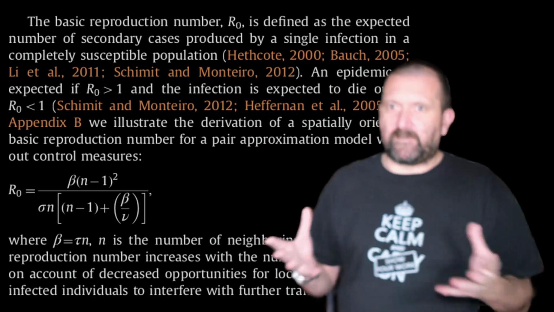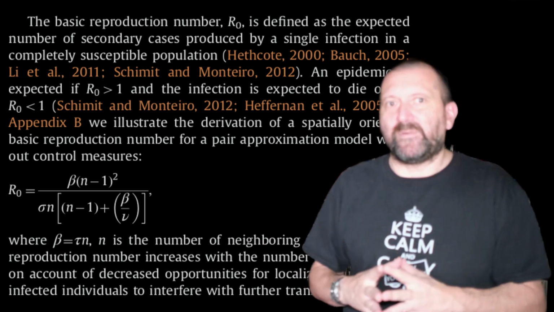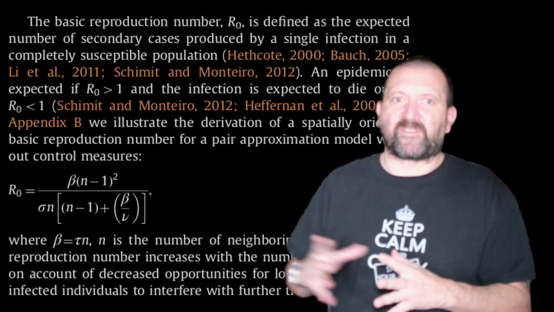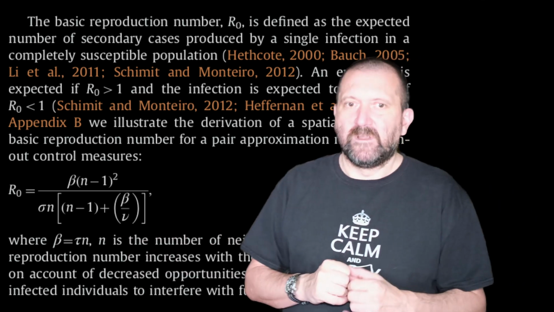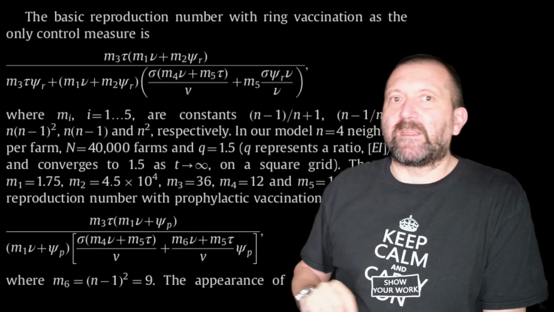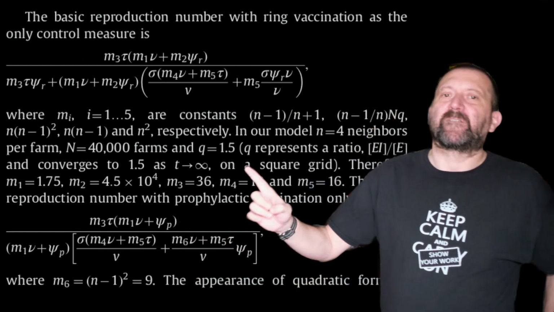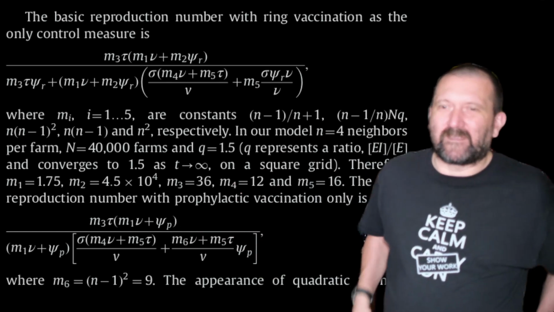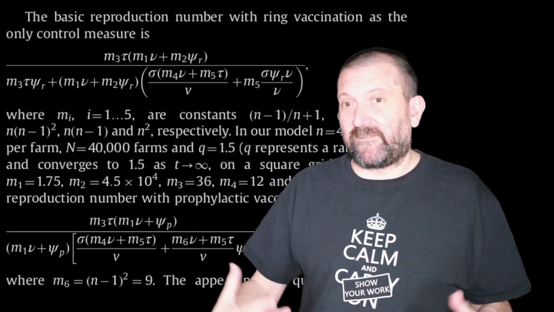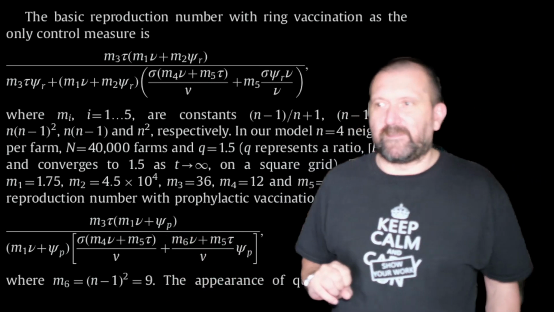Just in terms of the analysis, I won't spend a lot of time on this, but the same type of analysis as you would carry out on a classic model also works here. You can derive an R0 value. You can define an R0 value in the presence of ring vaccination as the only control measure, or you can have prophylactic. So ring vaccination takes place after the fact. Prophylactic vaccination takes place before. So you can derive a basic reproduction number here.